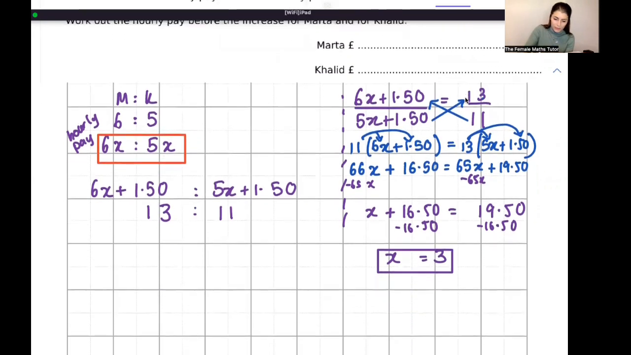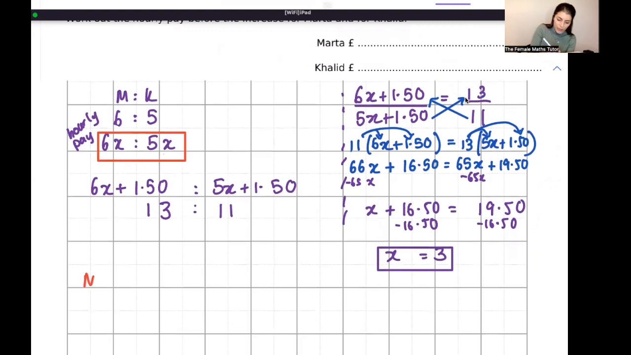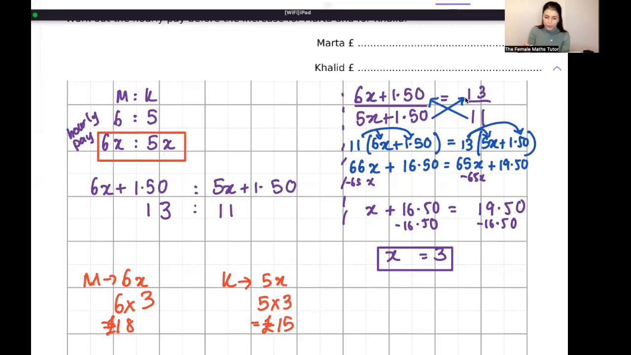It was this. So Marta got 6x, which is 6 times 3, which gives 18. So she got £18. And Khalid, I shouldn't have put the colon there. You might get confused thinking it's a ratio. Sorry, let me change that. And Khalid's got 5x, which our x was 3. So we're doing 5 times 3, which is £15. And that's how we solve that question.